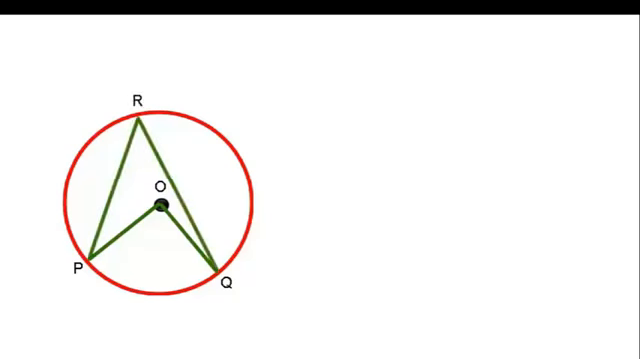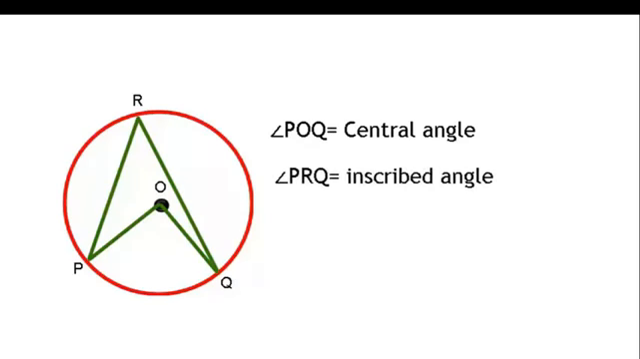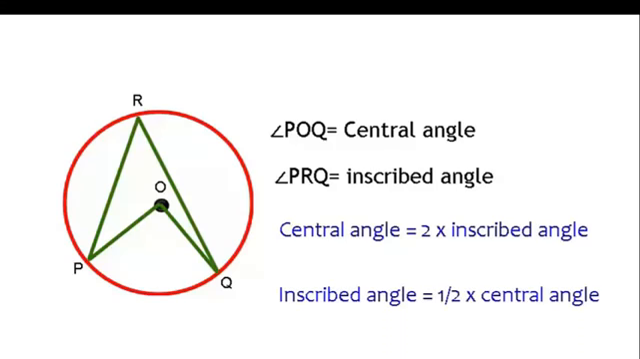And if we connect them to the point across the center like this, angle PRQ is called the inscribed angle. And remember that the inscribed angle is always half the measure of the arc. So we can conclude here, central angle is 2 times inscribed angle, while inscribed angle is half times central angle.